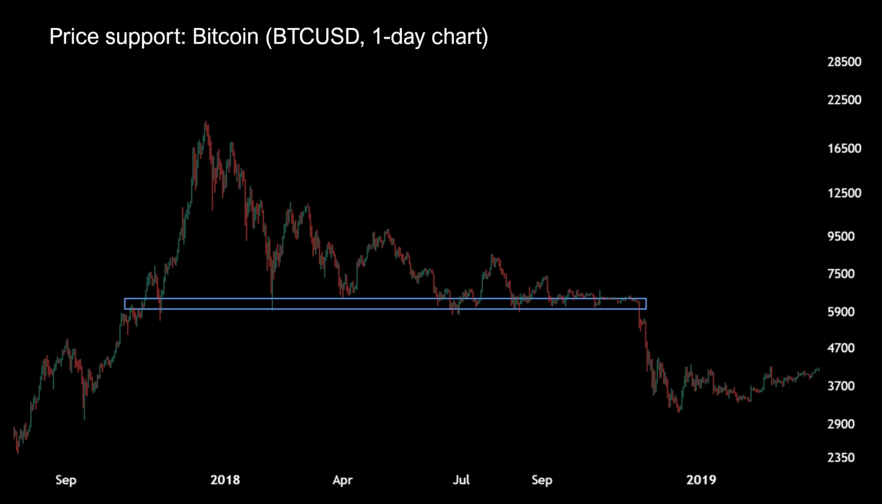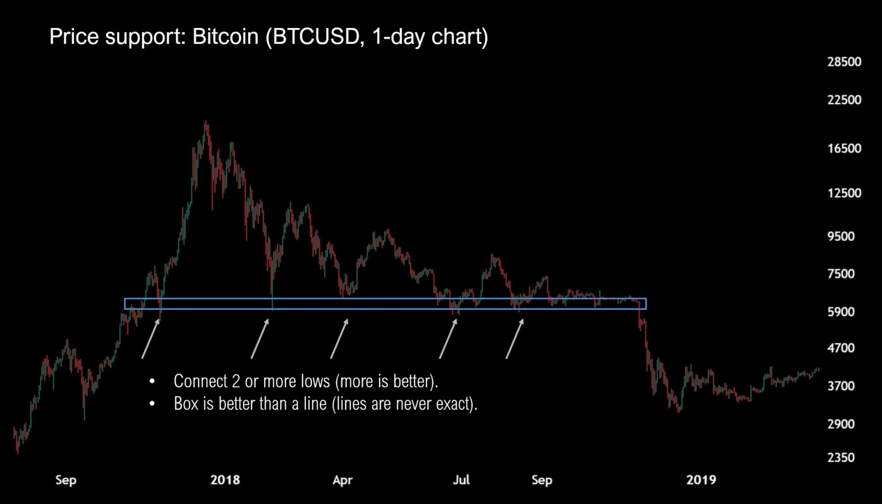You can draw a support box by connecting 2 or more lows. And in this case, there are many lows, which draws the support out for much longer. And because lines are never going to be exact, it's better to draw a rectangular box than a line. This can give you a potential area of buyer interest rather than an exact price point. Now, as with drawing trend lines, use the line of best fit approach. Connect candle closes or wicks to get a horizontal area of support.